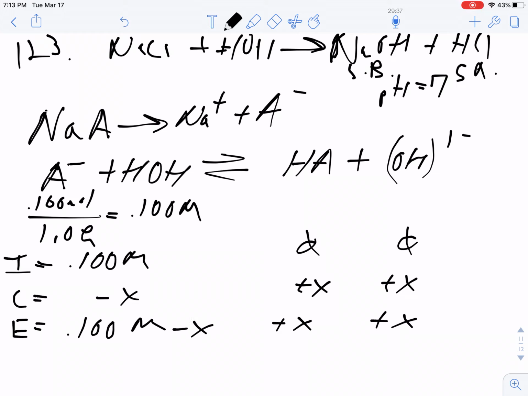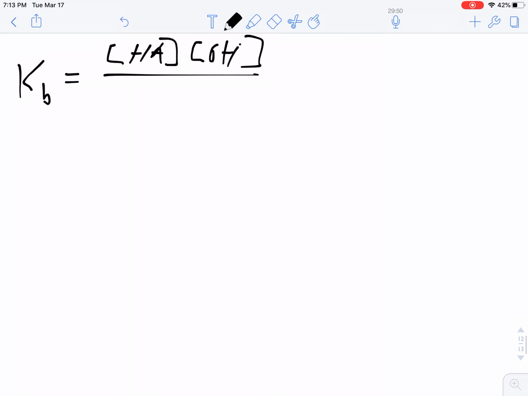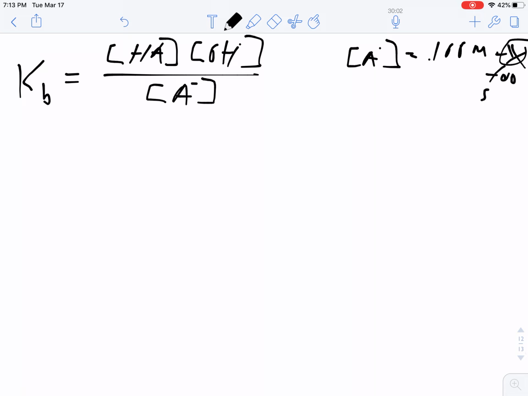So then our Kb expression is going to be the concentration of HA times OH minus over the concentration of A minus. We know the concentration of A minus is 0.100 molar minus x. However, the x is going to be too small, so the concentration of A minus is just going to be 0.100 molar. The concentration of OH minus we can figure out from the pH.